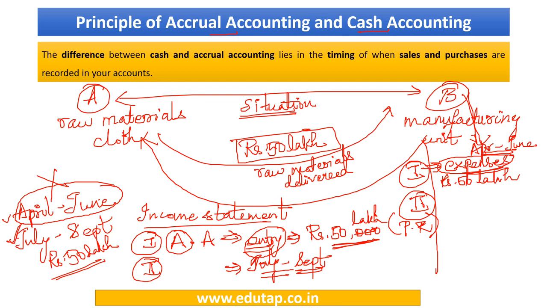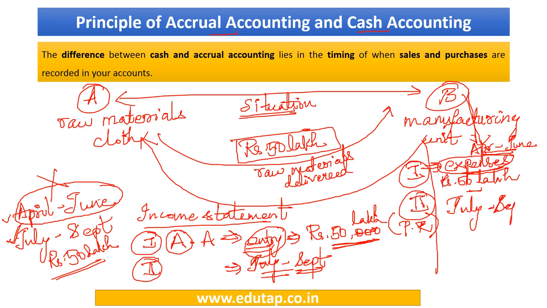Now start afresh. It is following which method now? It is following the cash accounting method. So now what would it do? It would not make the entry of rupees 50 lakh in the April-June quarter, but it would go and make this entry in the July-September quarter.